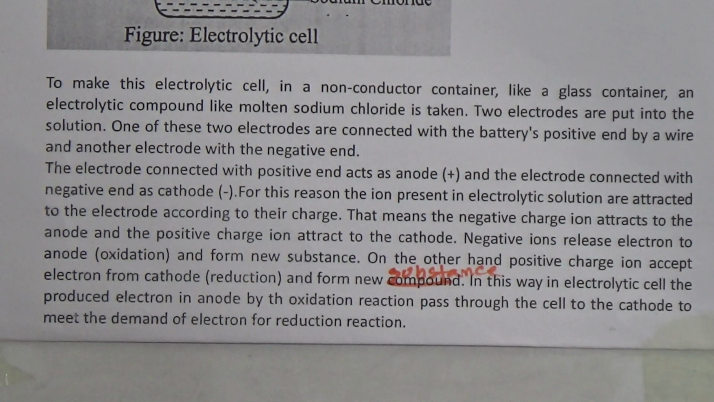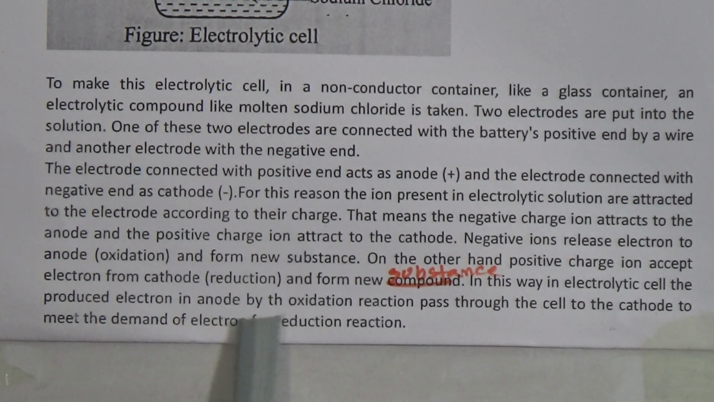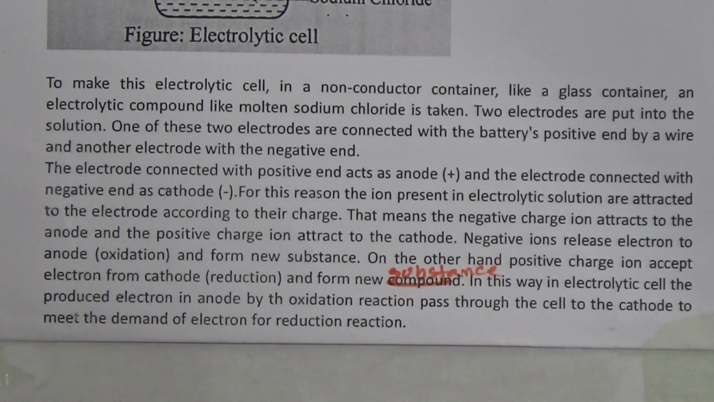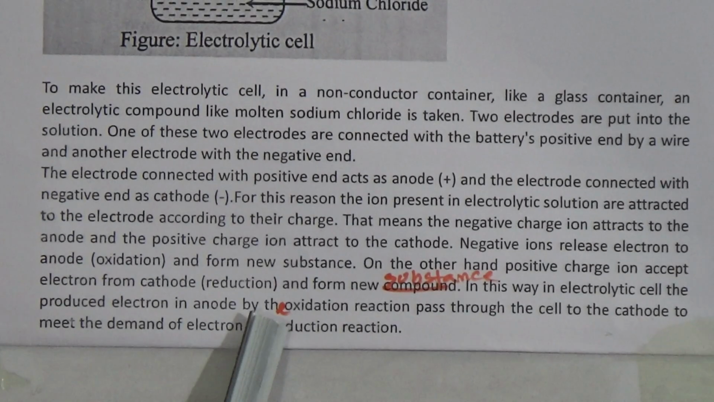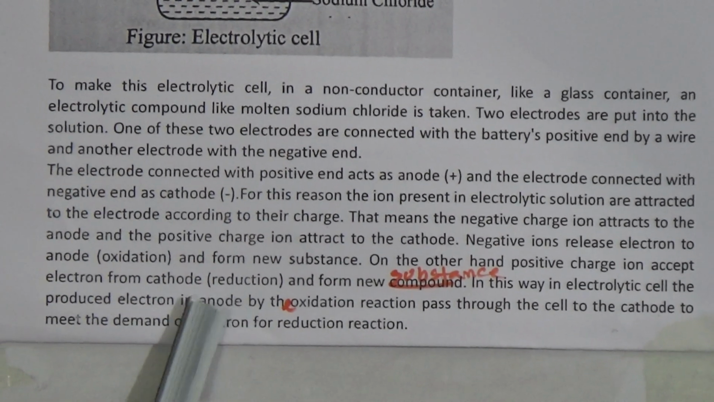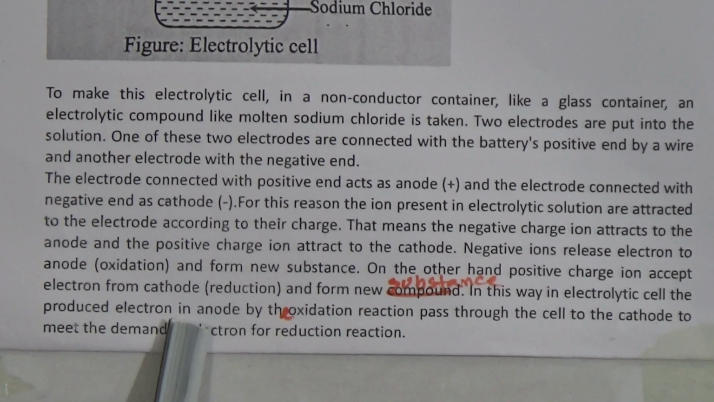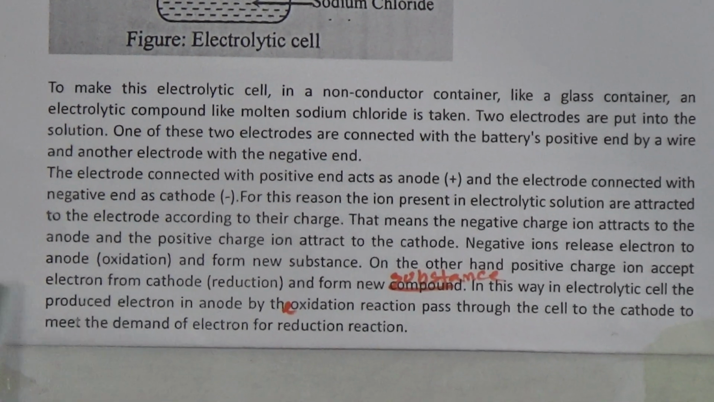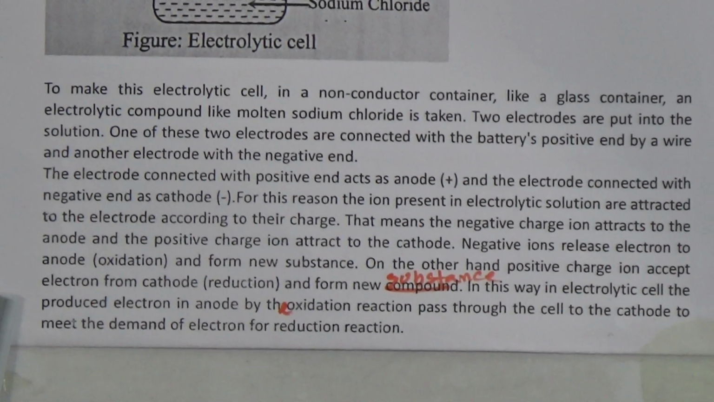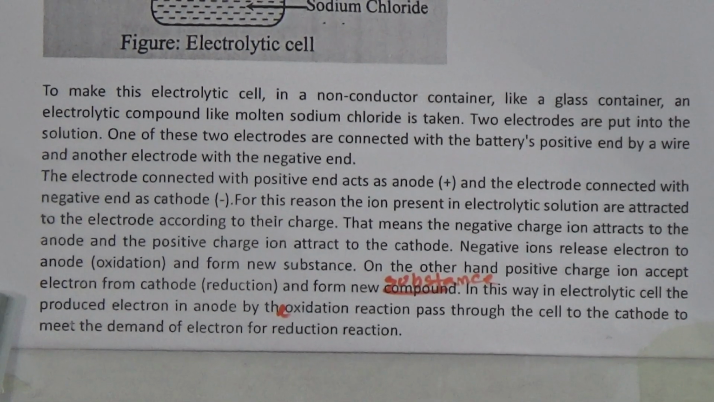In this way, the electrolytic cell produces electrons in the anode by oxidation, and the electrons pass through the cell to the cathode to meet the demand of electrons for the reduction reaction. Dear students, D, that means you have to analyze the possibility of electricity production through cell number 2, that means galvanic cell, that you have to write as your homework with the D of CQ2.